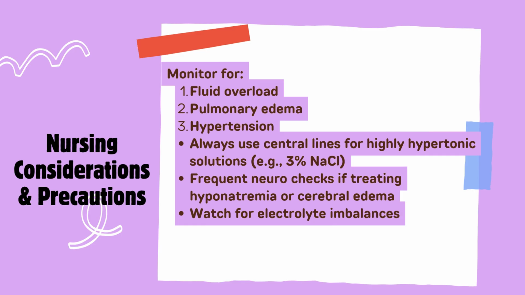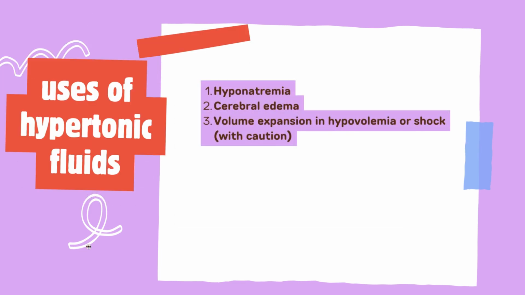It is important to monitor for fluid overload, pulmonary edema, and hypertension. Always use central lines for highly hypertonic solutions like 3% sodium chloride. It is important to frequently check the neuro status if treating hyponatremia or cerebral edema. Also watch electrolyte balance. Hypertonic fluids are used in conditions like hyponatremia, cerebral edema, and volume expansion in hypovolemic shock.